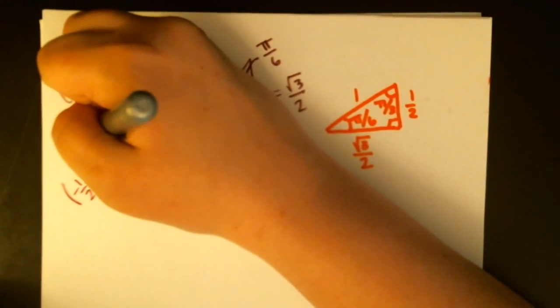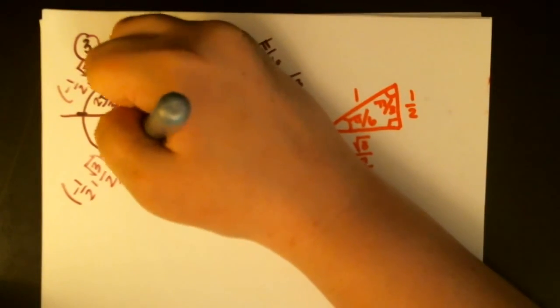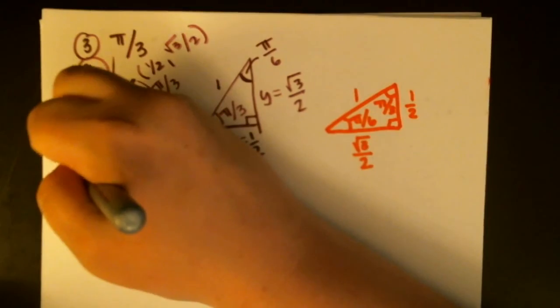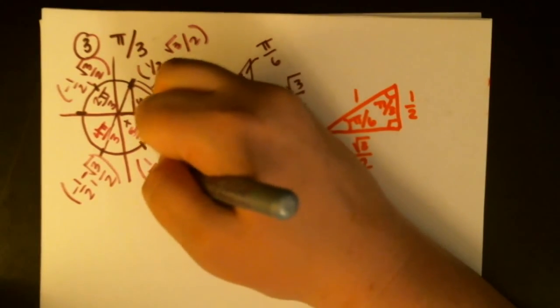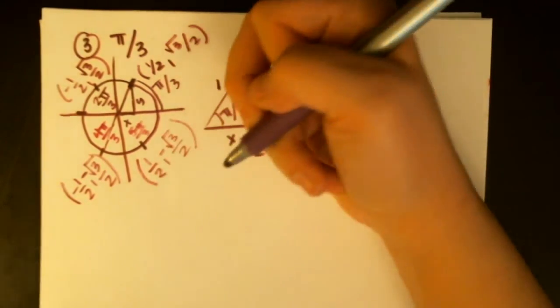Oh, I didn't write this either. Here's a 4 pi over 3, a 5 pi over 3. Oh, where's my negative? That 4 pi over 3 one was negative 1/2, negative root 3 over 2. 5 pi over 3 will be positive 1/2, negative root 3 over 2.